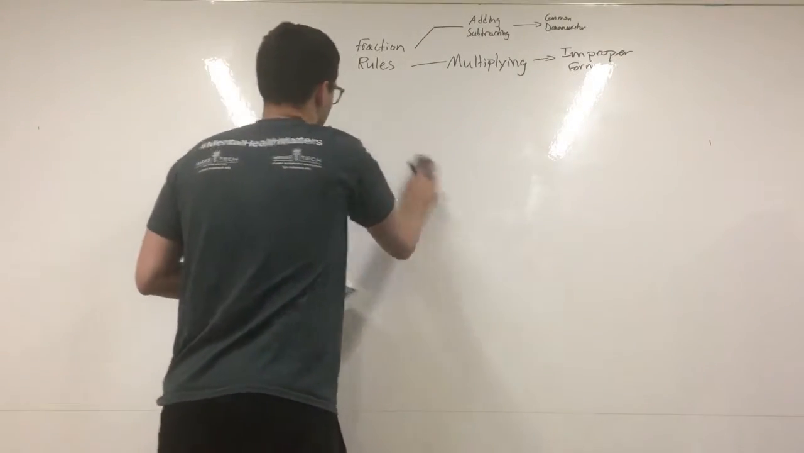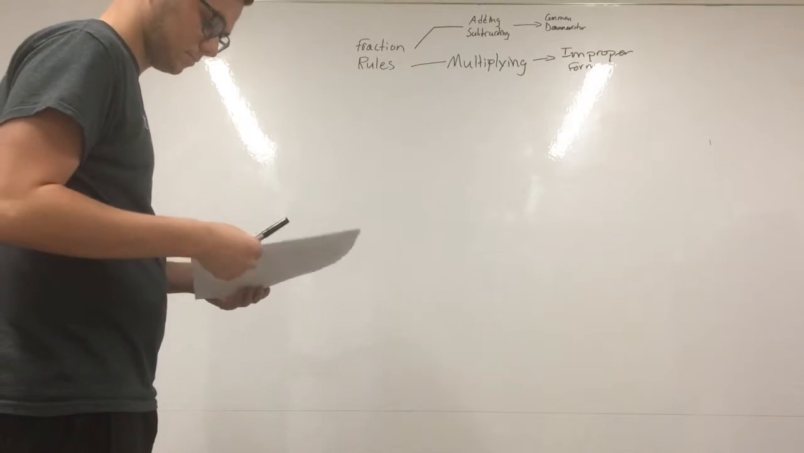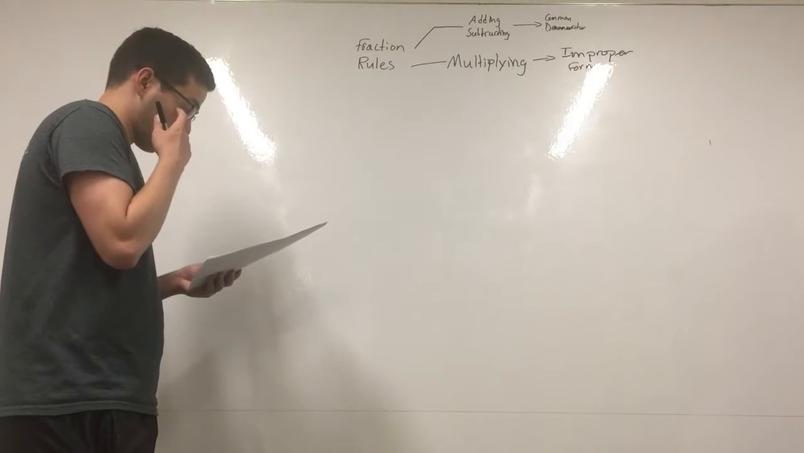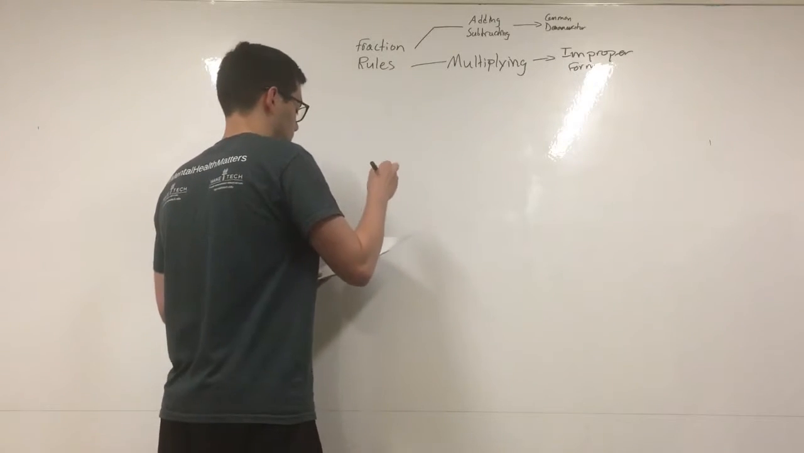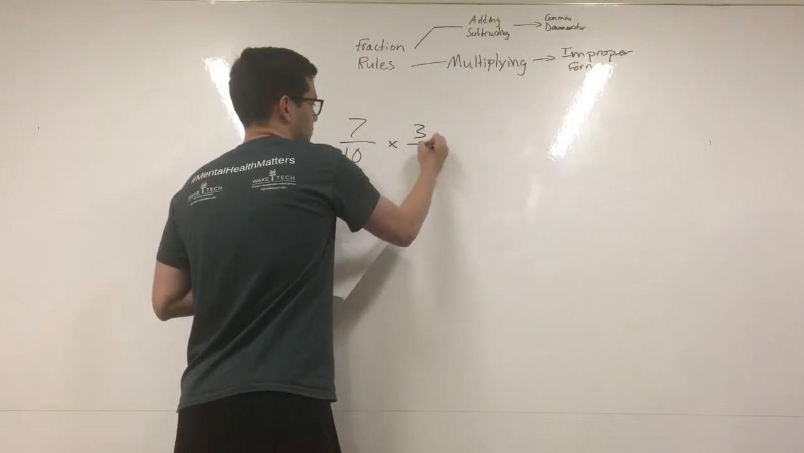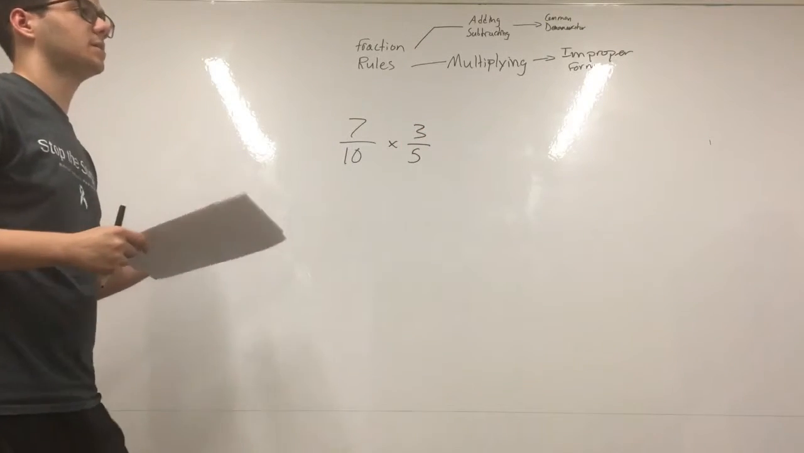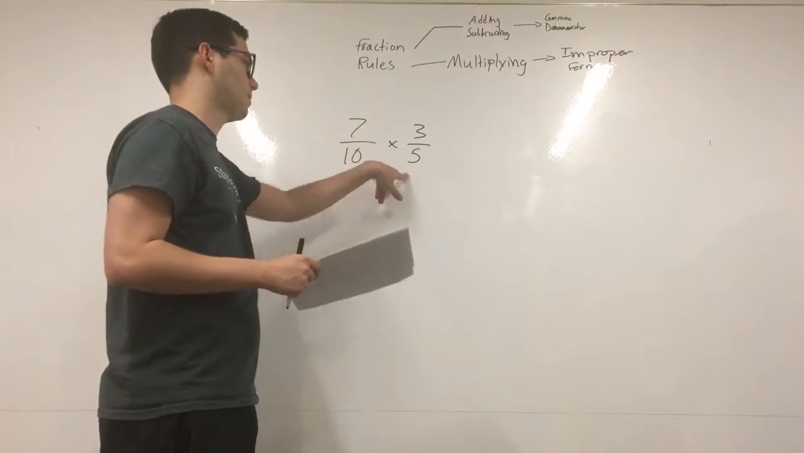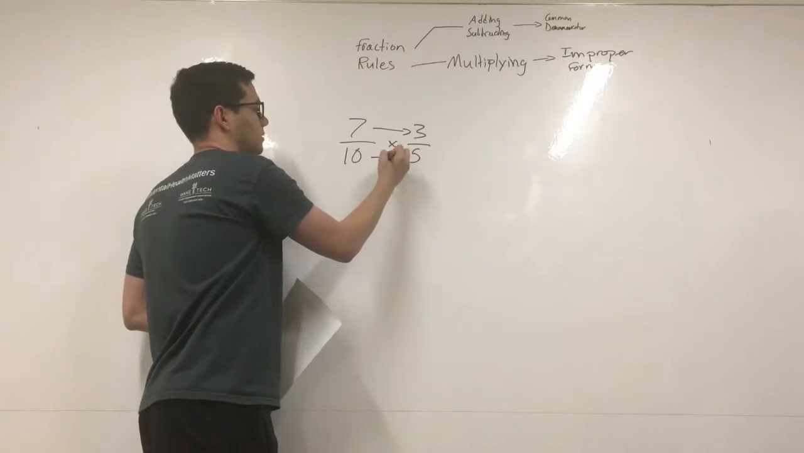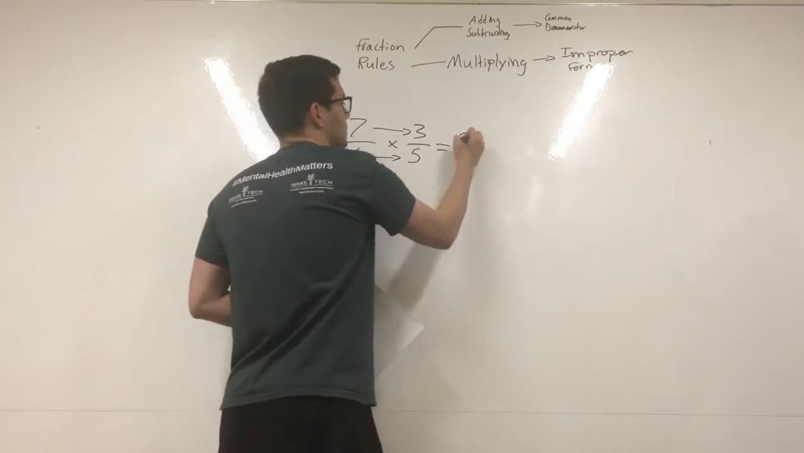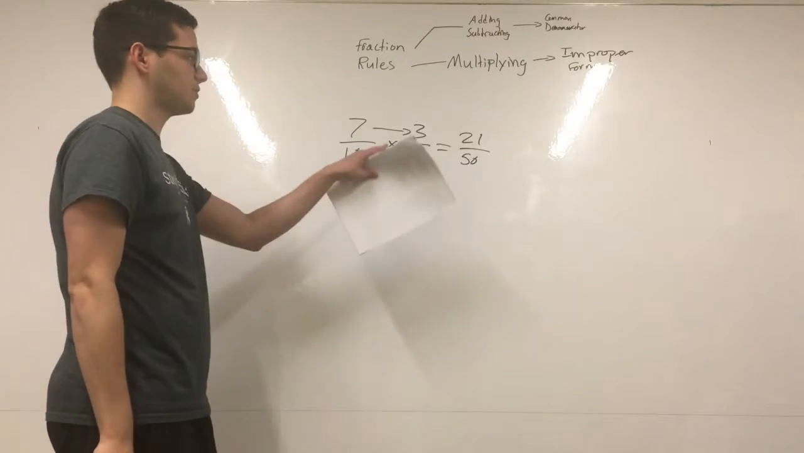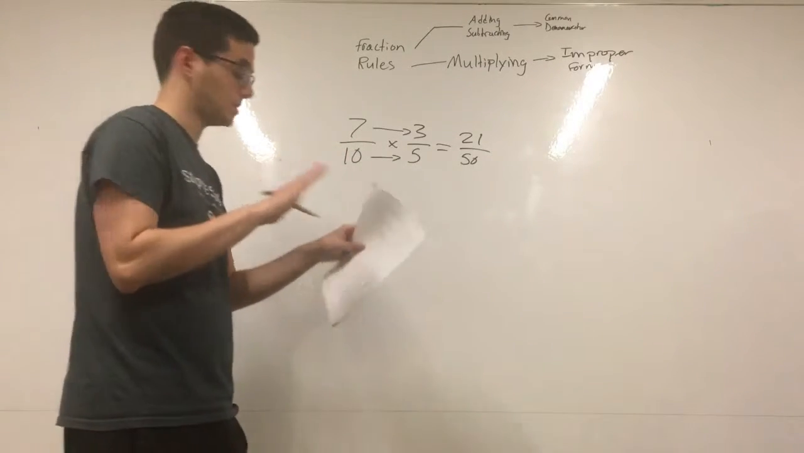So let's give it a shot. Alright, so with adding and subtracting, we added and subtracted the top numbers and we kept the denominators the same. With multiplying, you just multiply straight across, the top and the bottom. Multiply straight across. 7 times 3 is 21. 10 times 5 is 50. That's it. I don't think this fraction can simplify. Yeah, I don't think it can. So that's your final answer. That's it.